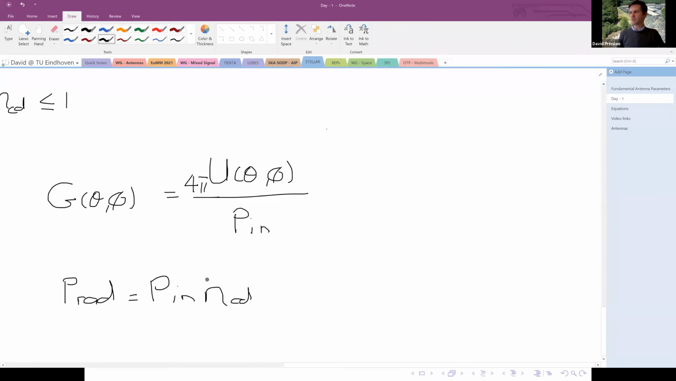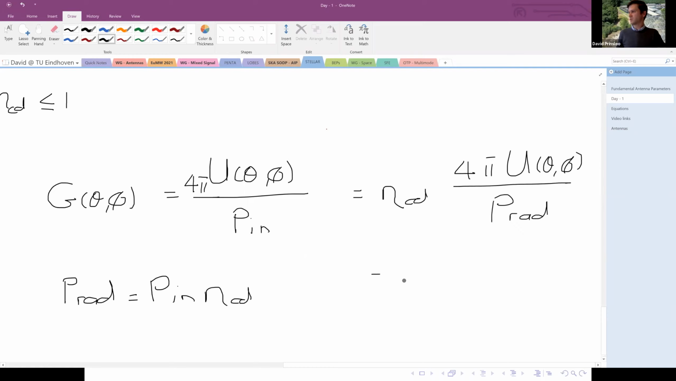If we just write this in terms of P in, you'll notice that the gain is equal to the conductive and dielectric losses multiplied by 4 pi U in the particular direction again, divided by P rad. And this is just equal to, again, the conduction losses multiplied by the directivity, because directivity is again defined in terms of the total radiated power.